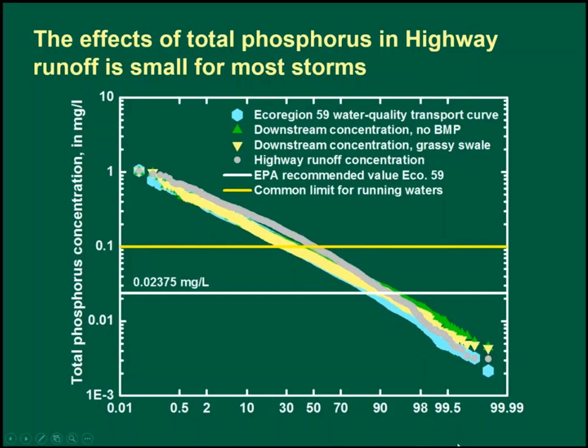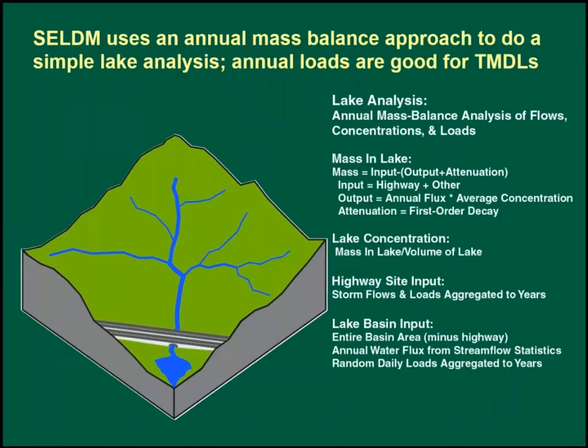And I think by and large, the highway doesn't have an effect with or without the grassy swale, and by and large, that's because the background water quality is fairly high in this area of New England. And you can see the highway runoff, which is the gray circles here, isn't vastly different from background water quality. All right, that would be a river basin example.